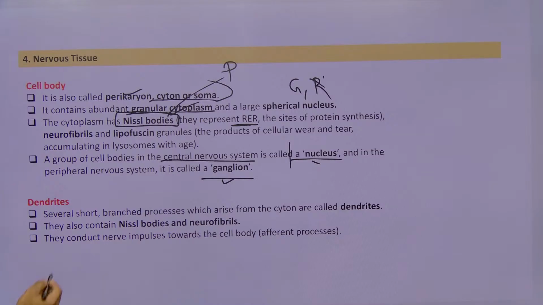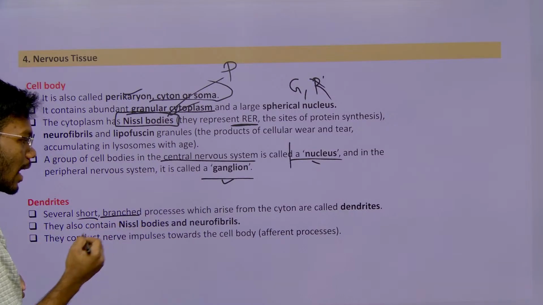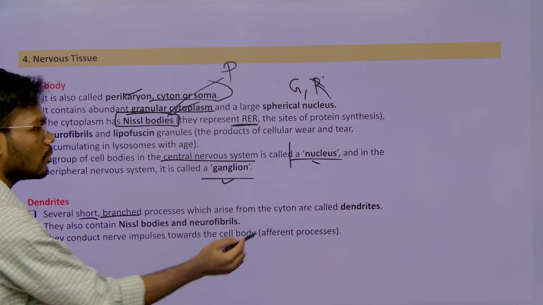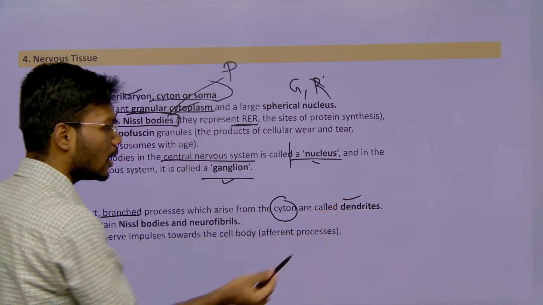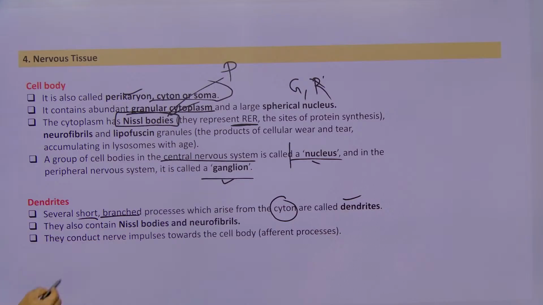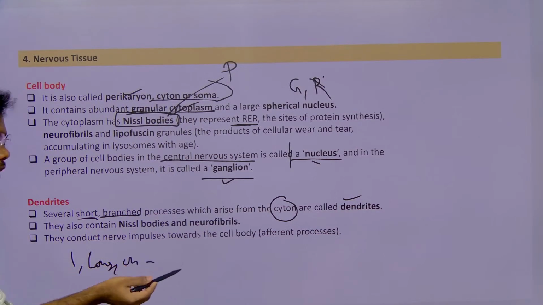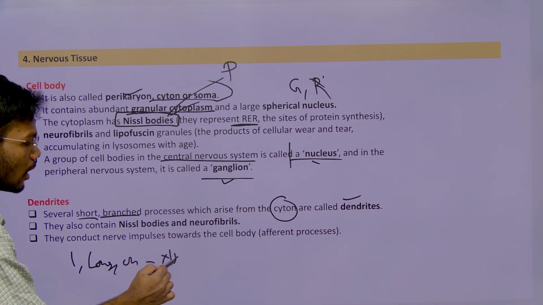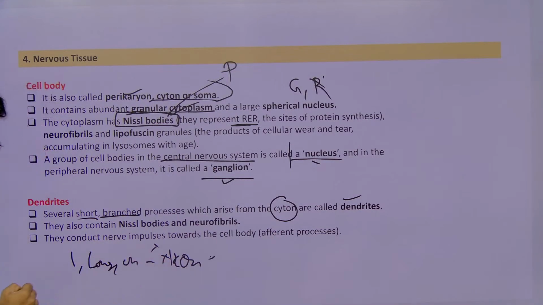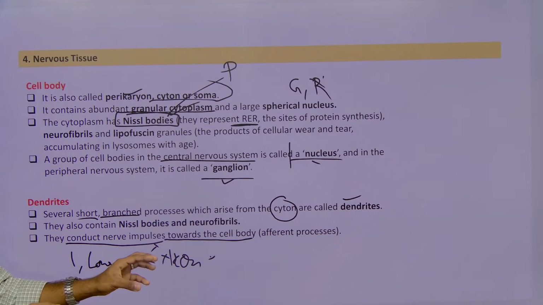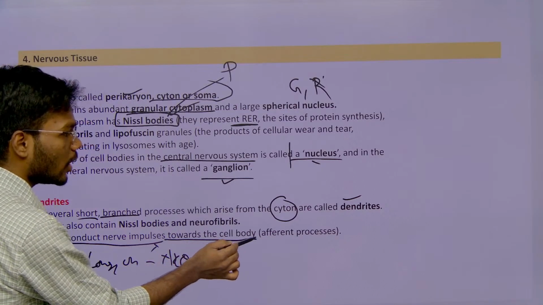Coming to the dendrites, see, these are short, branched processes arising from the cell body, called what? Dendrites. From the cell body only one long unbranched process arises, that is called what? Axon. Right. So these are the dendrites. What are they doing? They conduct nerve impulse towards the cell body, which means they receive the signal and give it to the cell body. See, towards the cell body.